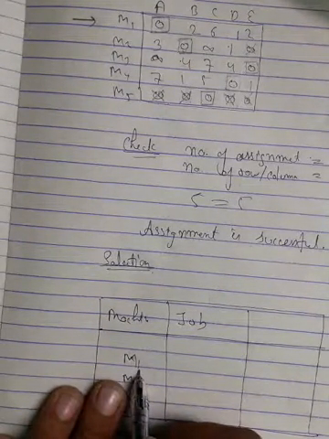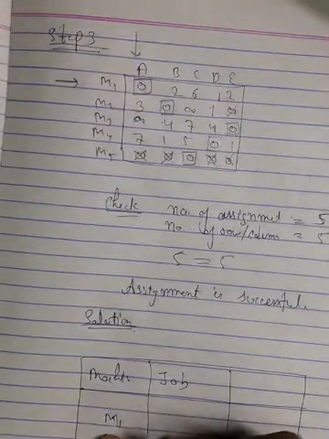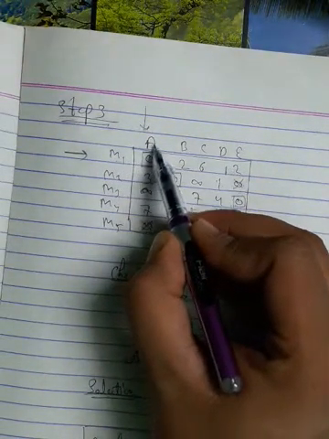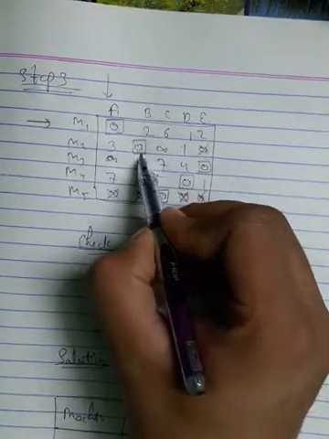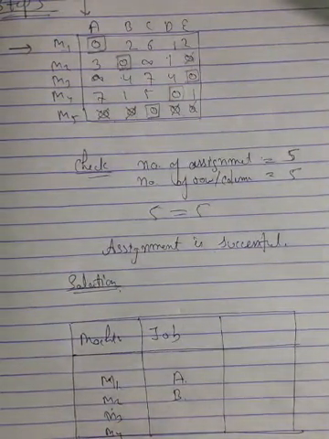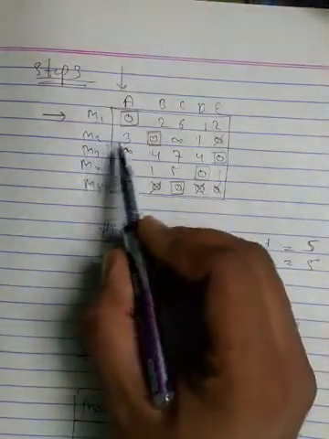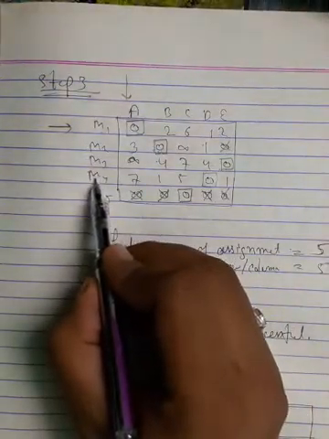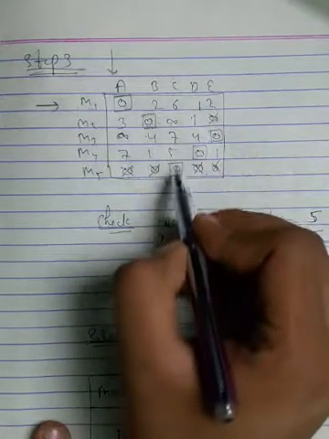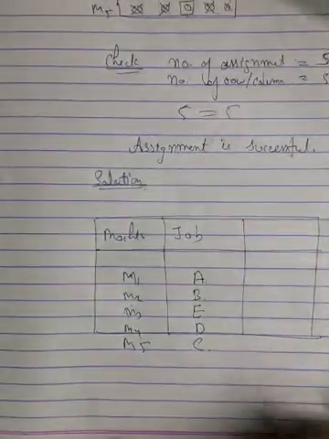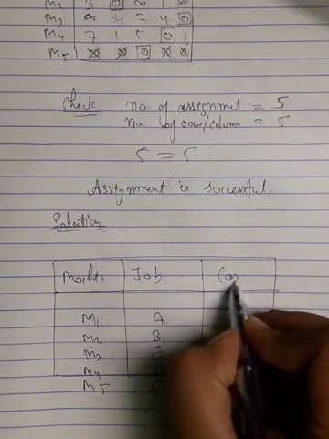If you see for the first machine which column is assigned, for the first machine the assigned column is the first one, so for the first machine the assigned column is A. For the second machine the assigned column is the second one, B. For the third machine the assigned column is E. For the fourth machine the assigned column is D. For the fifth machine the assigned column is C.